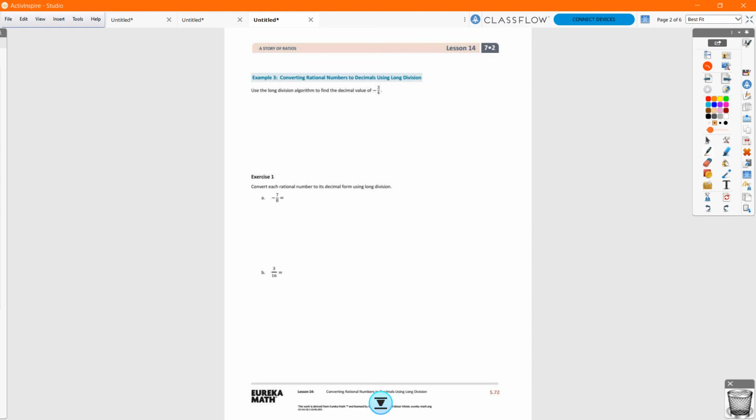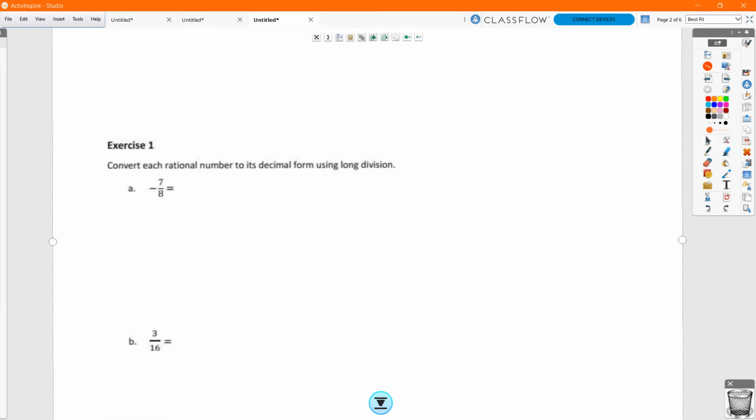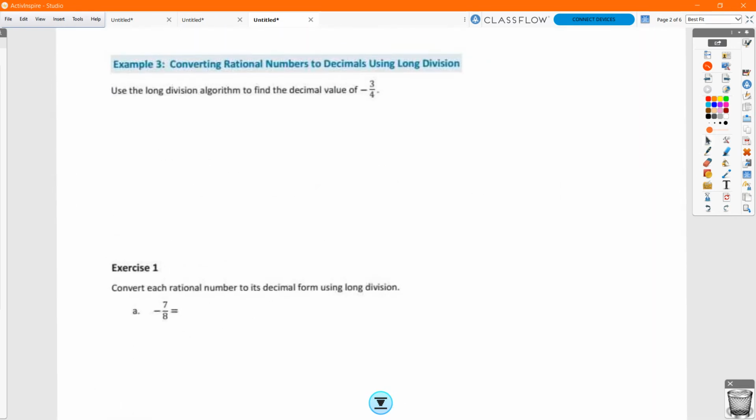All right, so using the long division algorithm to find the decimal of negative 3/4. We want to make sure we zoom in and have plenty of space. We already know that our answer is going to be negative, so I'm not going to worry about that. I want to use the long division algorithm to figure out what 3/4 is as a decimal. If you remember, the long division algorithm is the one that has the division sign like that.